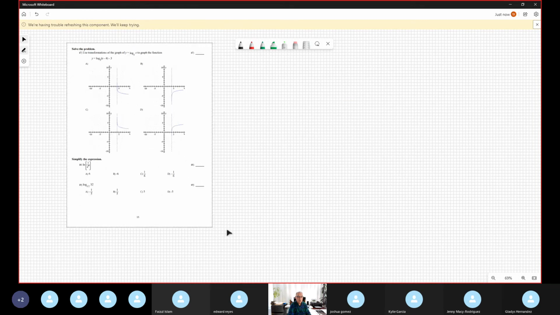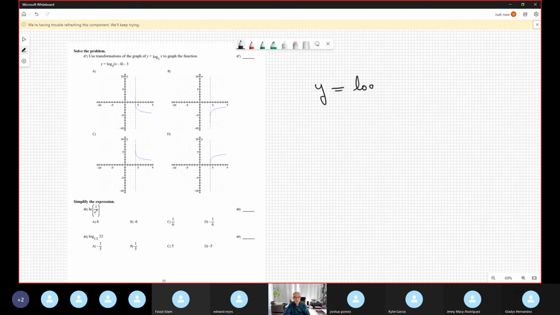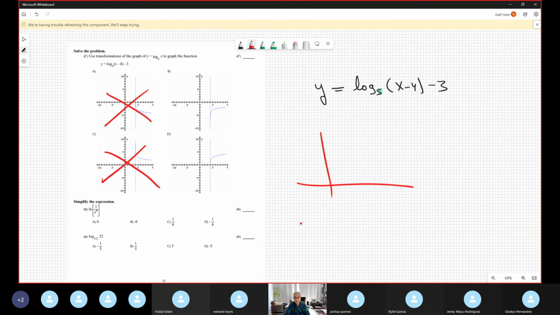Page 15, the only consideration is that the base of this logarithm is greater than 1. Logarithm base 5 of x minus 4, minus 3. Now the base is 5. This is important information. So immediately I ignore this possibility and this possibility, because it's increasing, right? The logarithm will look like that.